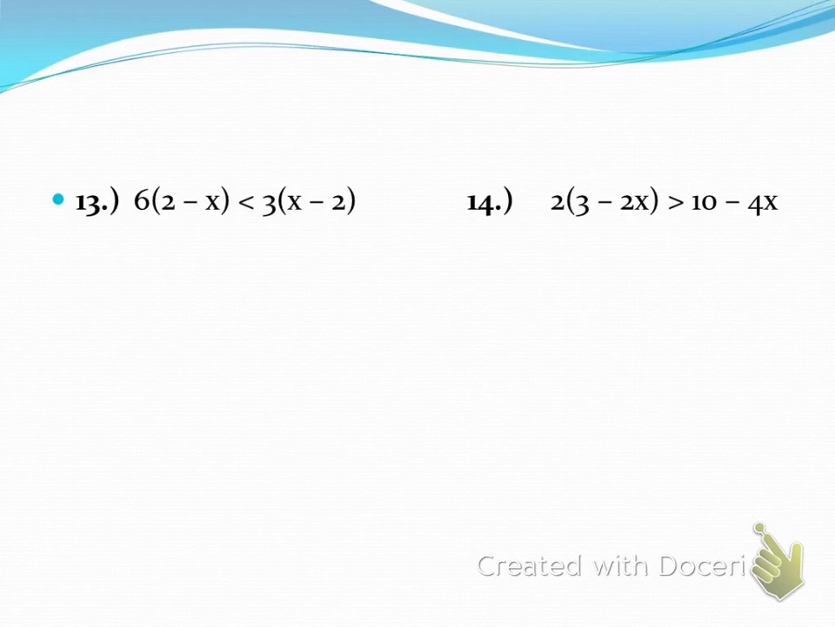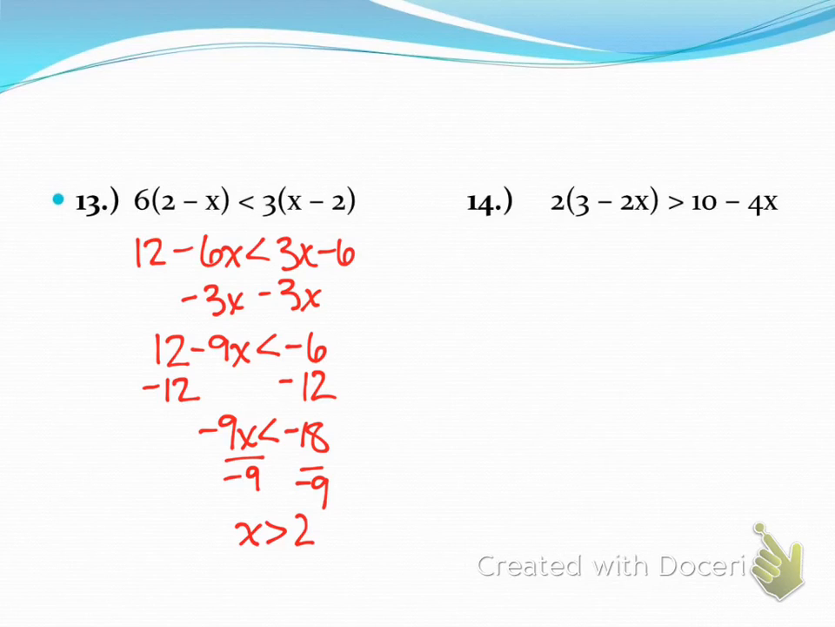Alright, 13, what did we get? Somebody other than Ellie's got to help me out. Carl. X is greater than negative 2. Do we agree with that? We got a positive 2. Okay. So on this one, your work might have looked different, but we should have X is greater than 2.